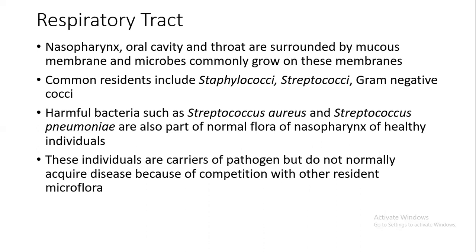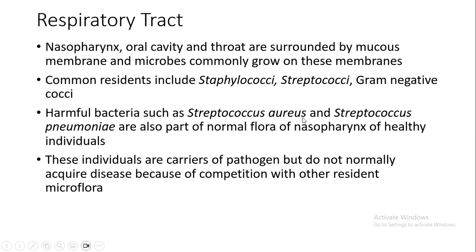Coming to the respiratory tract, it includes the nasopharynx, oral cavity, and throat. And all these structures are basically surrounded by mucous membrane, and microbes commonly grow on these membranes. Common residents of the respiratory tract mucous membranes include Staphylococcus, Streptococcus, and gram-negative cocci.